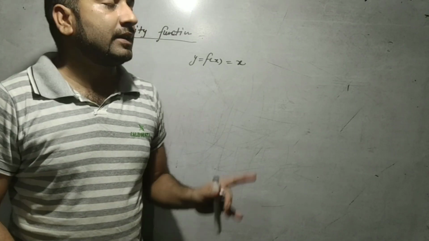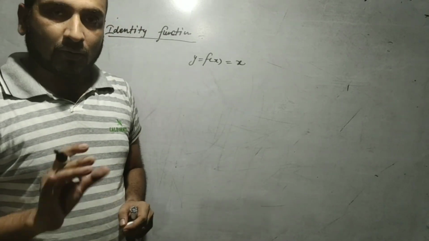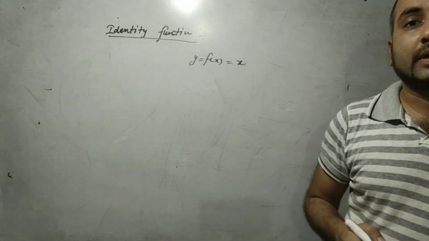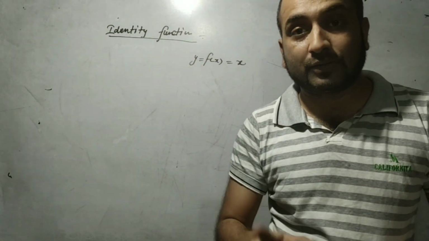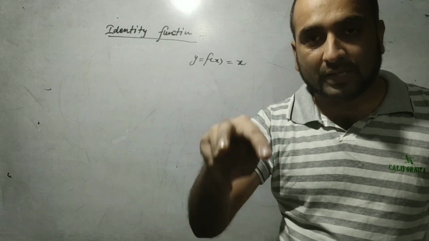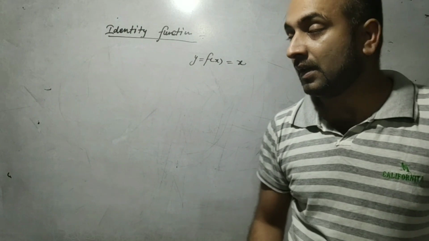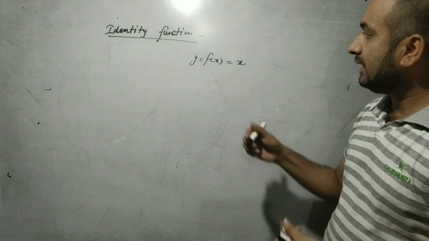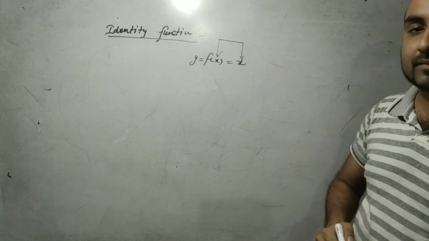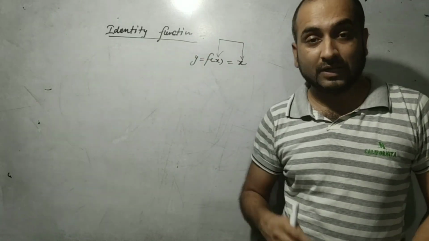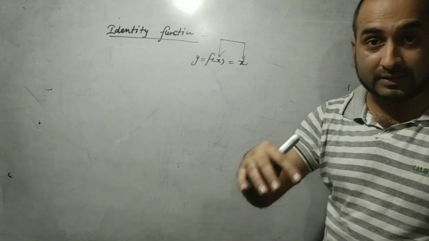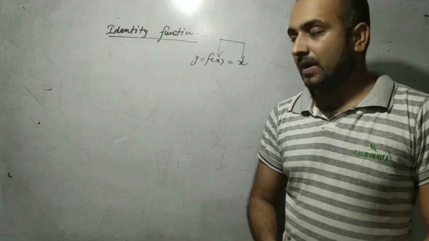You can also say it's an identical function. I have also explained the word identical to you in the concept of the determinant, where two rows or two columns have identical elements, meaning the elements are the same. Here you can see this x and this x are both the same. Because of this, the function is known as an identity function, and it's also known as an identical function.